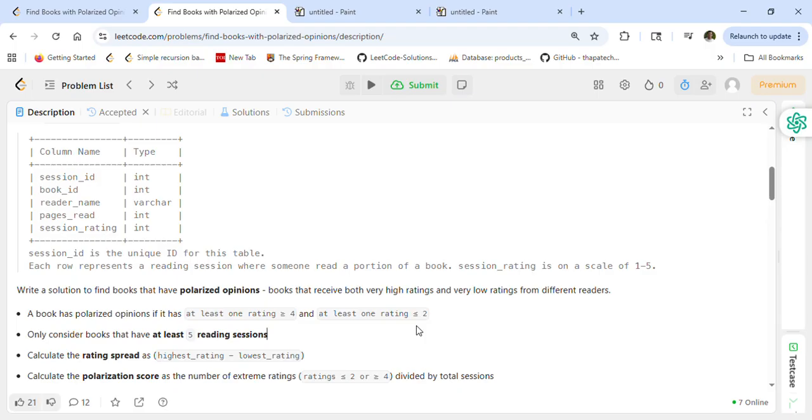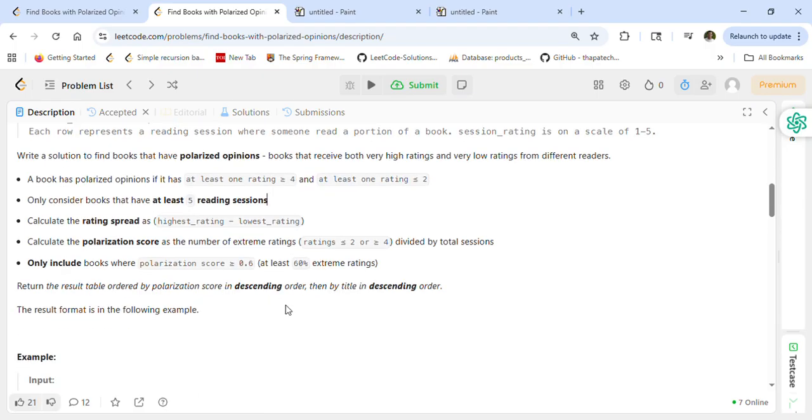Calculate the rating spread, that is the highest rating minus the lowest rating. Calculate the polarization score as the number of extreme ratings, which are ratings less than or equal to 2 or greater than or equal to 4, divided by total sessions. That is called the polarization score that we will have to calculate, and only include books where the polarization score is greater than or equal to 0.6, at least 60% extreme ratings. Return the result table ordered by polarization score in descending order, then by title in descending order.